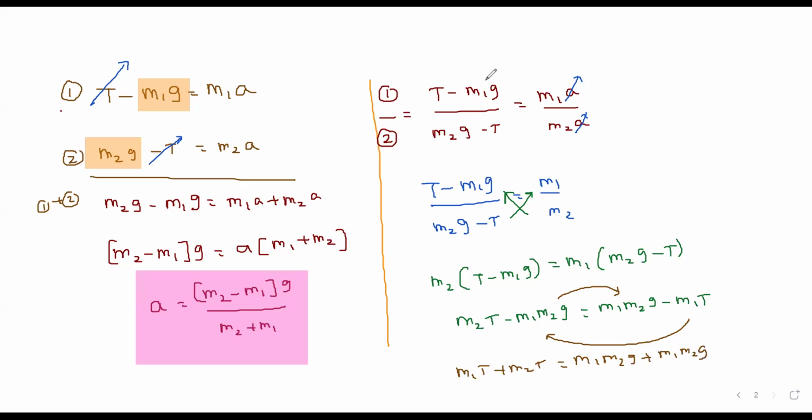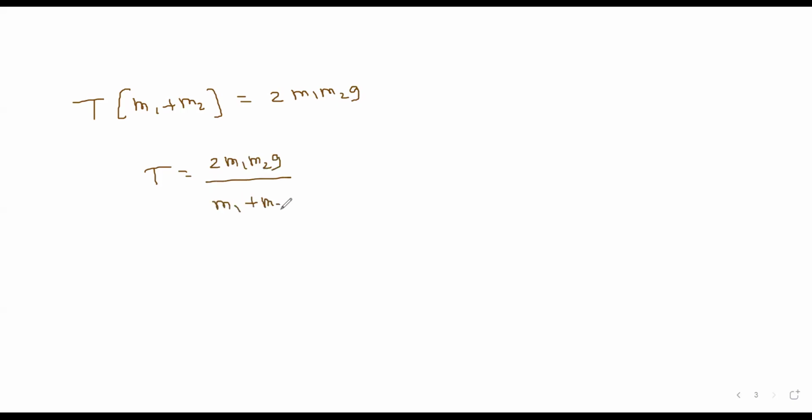Till this, any doubt, they can ask me. M1M2G plus M1M2G, which gives what? 2 times of M1M2G. T common, so take T as common. We get T times M1 plus M2 is equal to 2 times of M1M2G. Therefore, T is equal to 2 times of M1M2G by M1 plus M2.